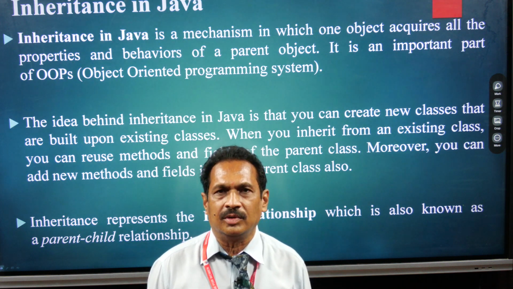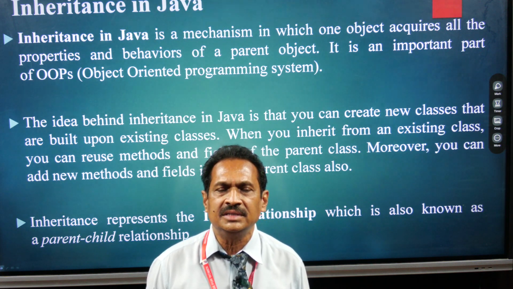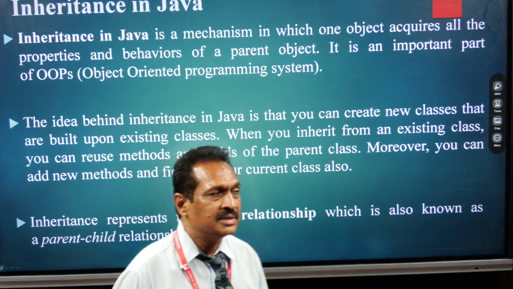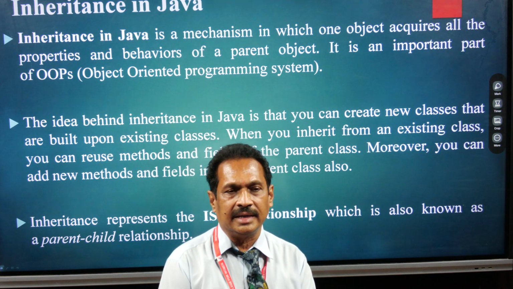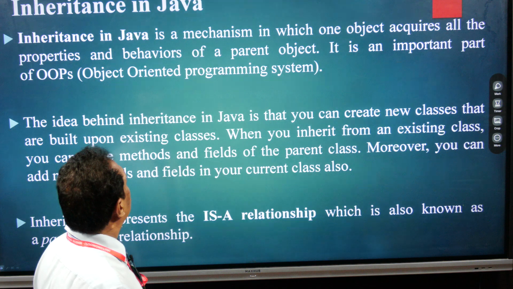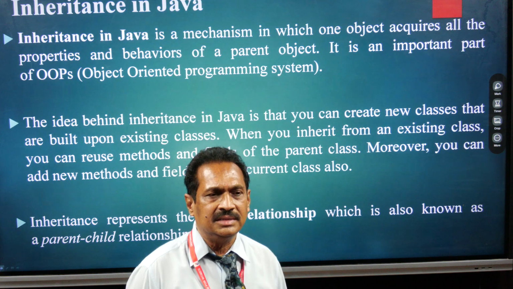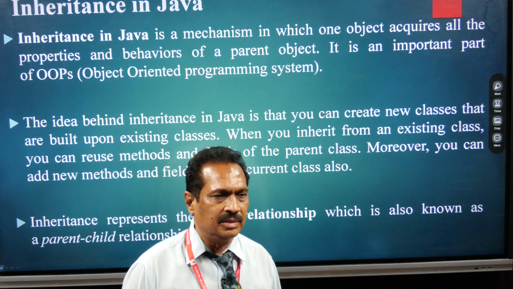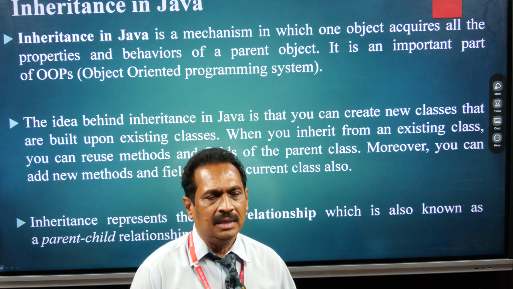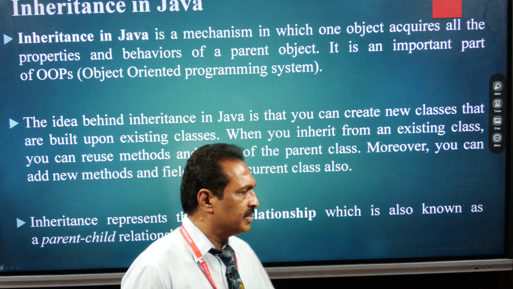So today I am going to talk about inheritance, one of the important features of object-oriented programming language in Java. First, let me give the definition of what is inheritance. Inheritance is a mechanism in which one object acquires the properties and behavior of another object. Usually it will be the parent object. So here we have a relationship called parent and child relationship. That is, the child class is the one which is derived from the parent class.